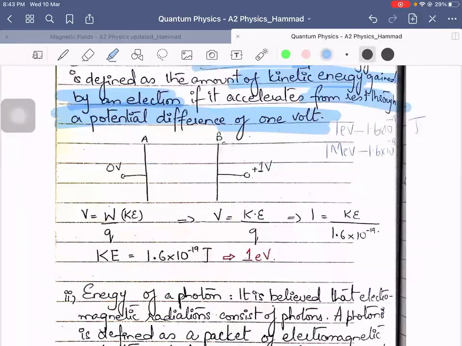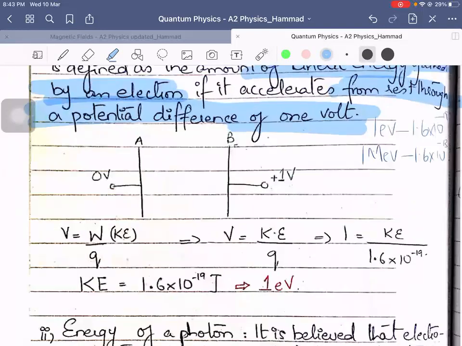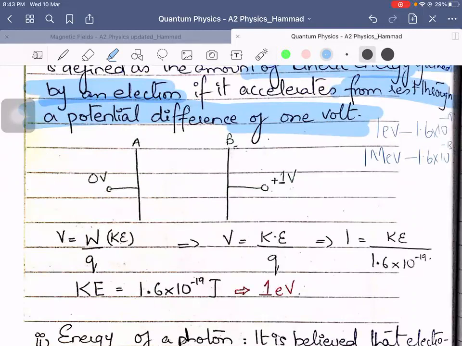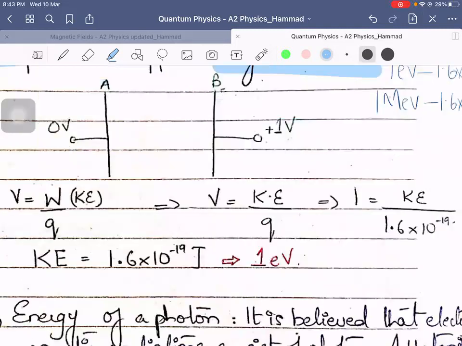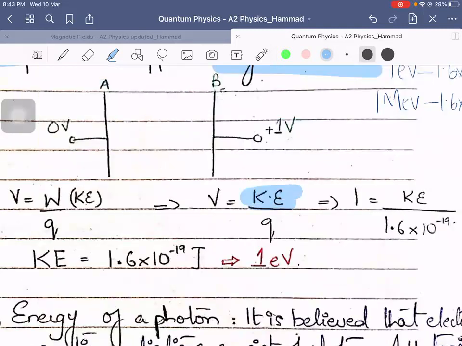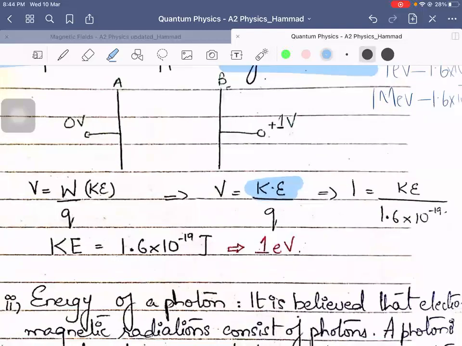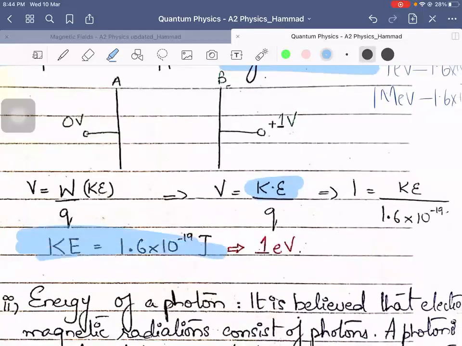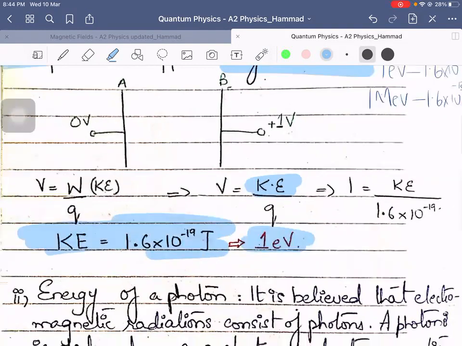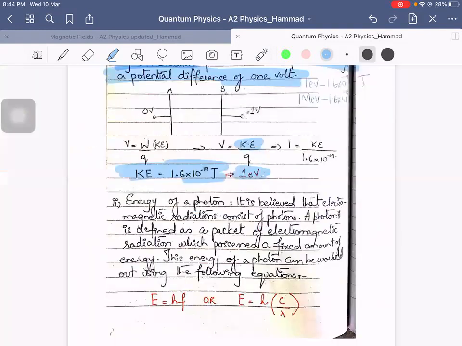Let's say I have two plates, 0 volts and 1 volt. The work done between the plates is defined as voltage. Voltage is equal to work done upon charge. Work done could be replaced with kinetic energy. And simply you could work out that the kinetic energy is 1.6 into 10 to the power of minus 19, which is 1 eV.